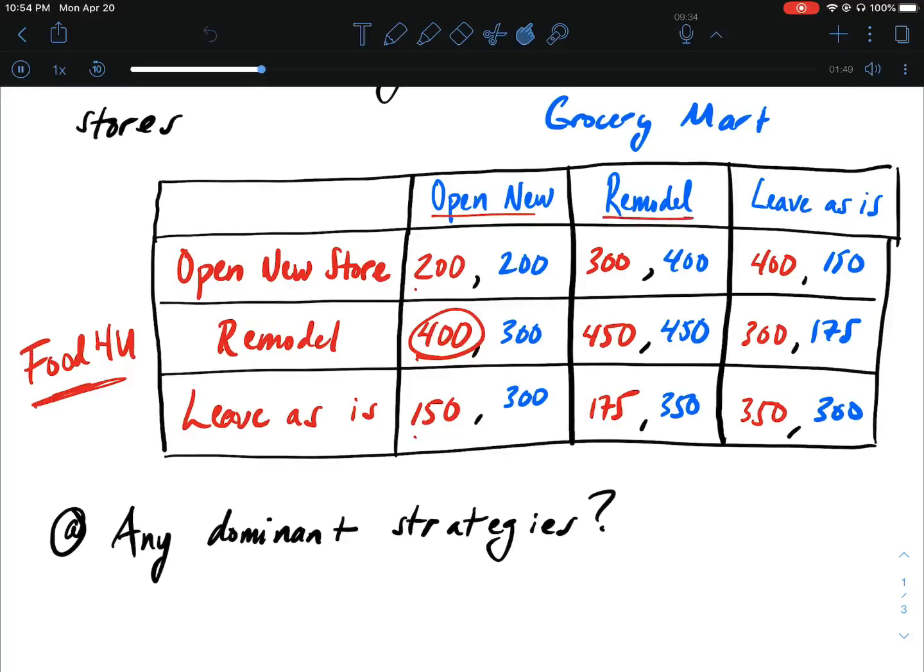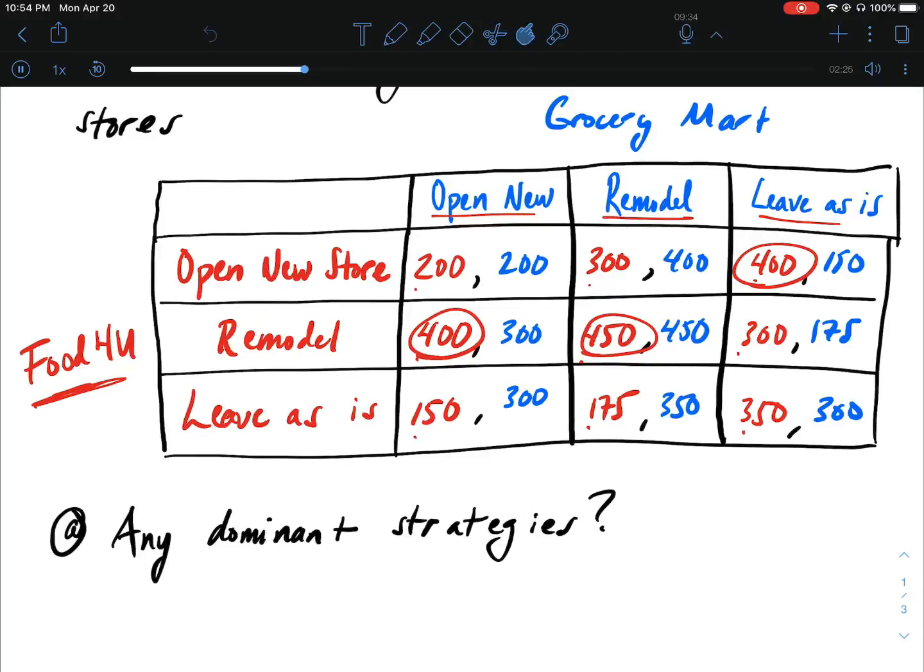Do the same thing for the second column. Assume that Grocery Mart will remodel. So as Food for You, I'm choosing between 300, 450, and 175. I want the highest payoff, so I'll choose 450. Again, I choose to remodel. Last, let's assume that Grocery Mart is choosing to leave as is. As Food for You, I'm choosing between 400, 300, and 350, and so I'll choose 400. I'll choose to open a new store.